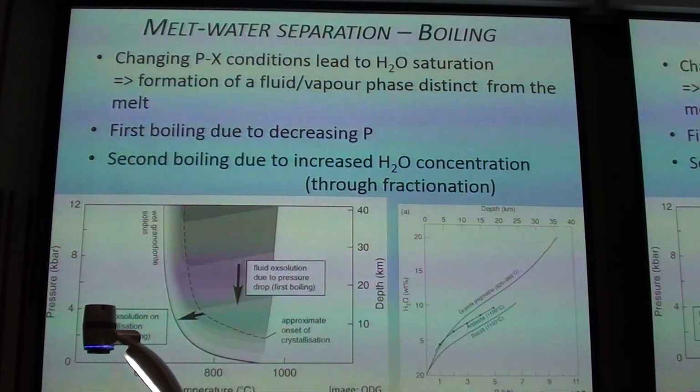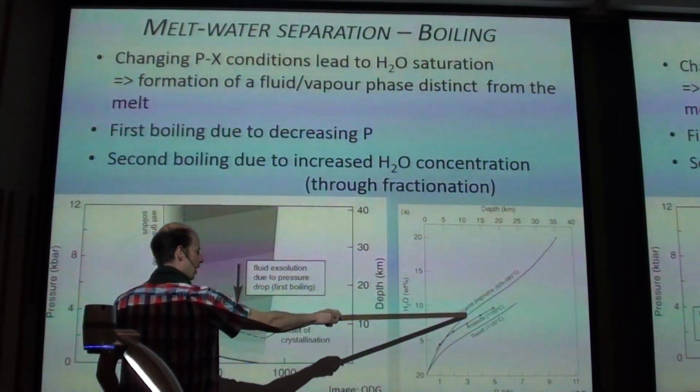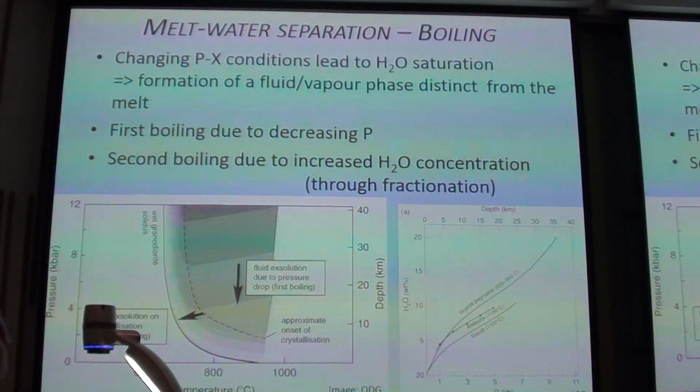A second way of separating magma from water is by increasing the water concentration, basically through fractionation. So if you start with a basaltic or andesite melt and you start crystallizing, let's say, olivines or pyroxenes, they are anhydrous crystals, they don't entrain any water, and so the water will remain enriched in the melt. Up to a certain stage where, as you move up, you're enriching the melt in water and you cause it to saturate and separate.